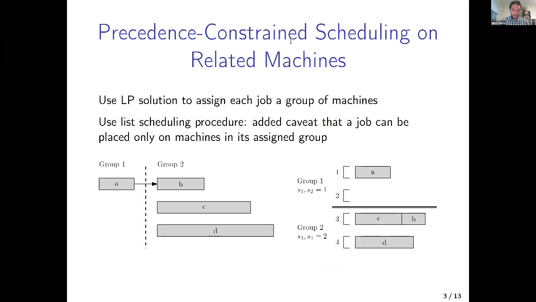Their algorithm solves this linear program and then rounds the solution, assigns each job to a group of machines, and then performs list scheduling on the jobs with the additional requirement that jobs must be placed on their assigned group. The figure shows an example of a schedule you might get from this group-based list scheduling procedure. This algorithm gives you a log m approximation for precedence constrained scheduling on related machines.